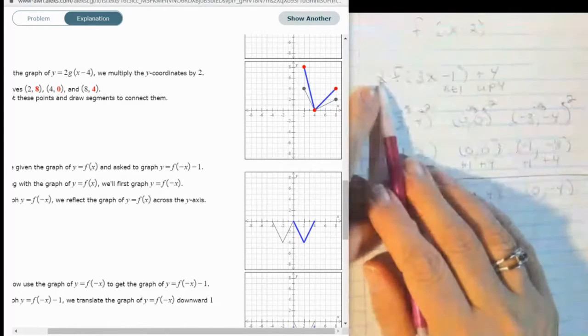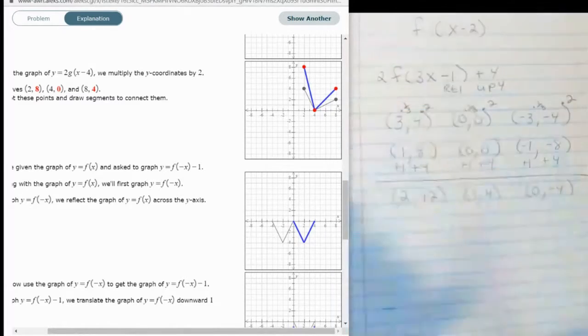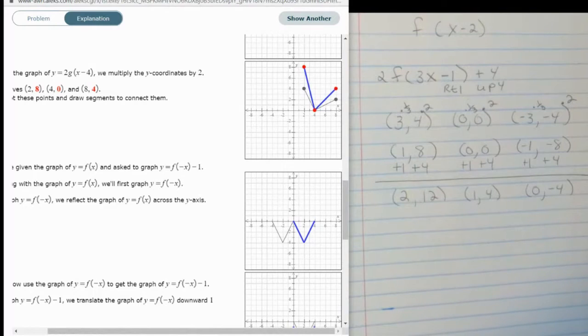So outside multiply, or whatever this says, do what it says. Inside, do the opposites. Any questions on that?